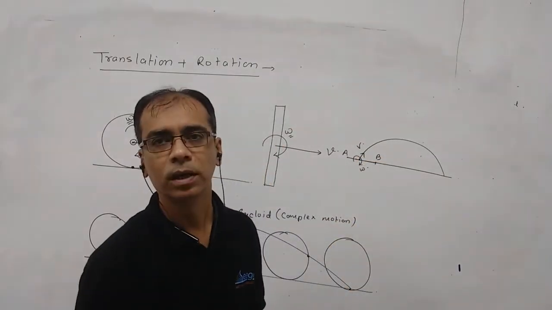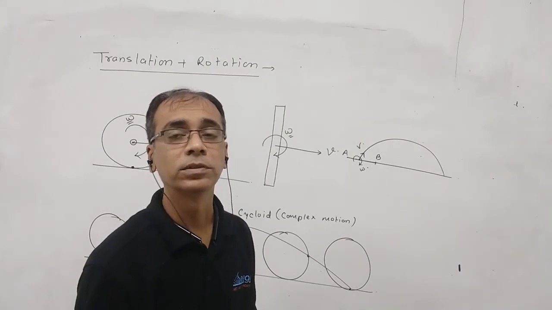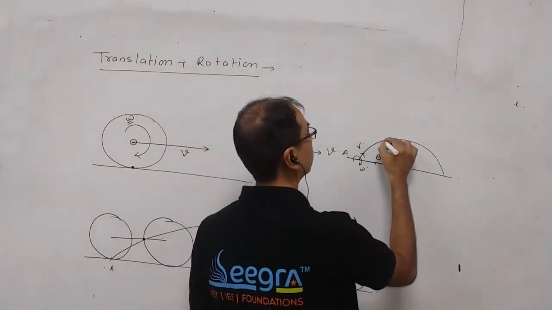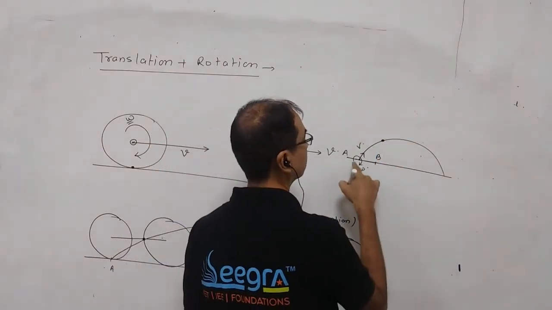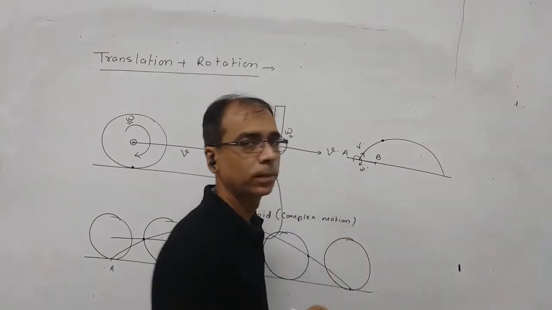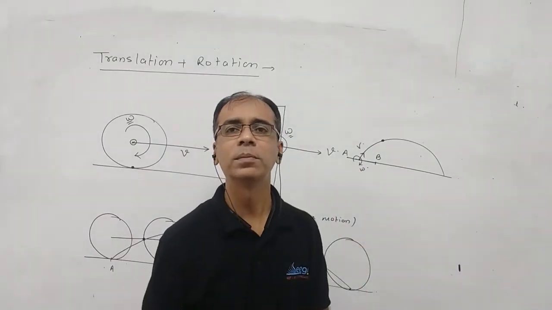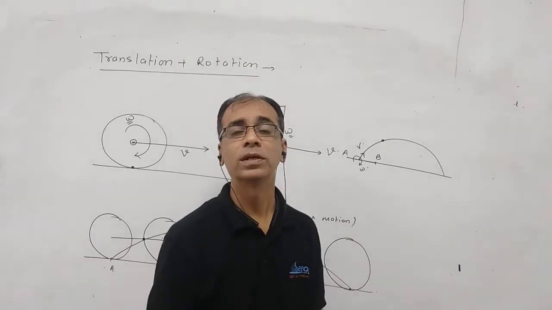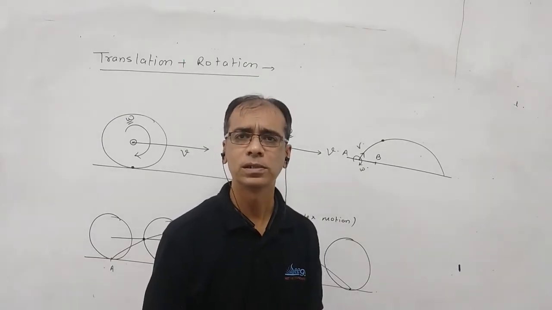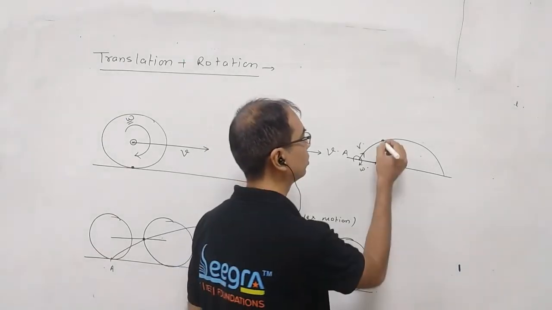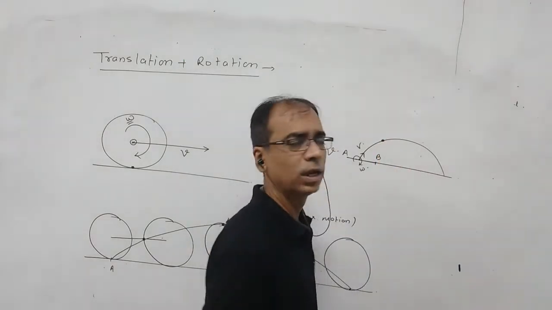Angular velocity omega. Then suppose I want to know, at this point, this particle A, how it moves. After time t it has reached A. So after time t it will move by omega t. What else? The position of this point I can find with the help of projectile motion.